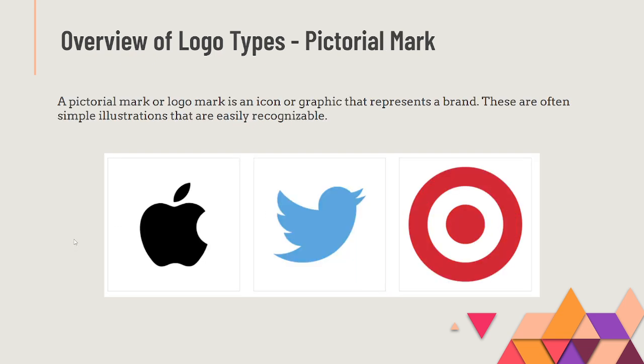A pictorial mark or logo mark is an icon or graphic that represents a brand. These are often simple illustrations that are easily recognizable. There are 3 here, and we all know what these are without any explanations. This stands for Mac, this is for Twitter, which is now X, and this is for Target. We can just see the representations and immediately know what brand they're for, and that's how you can use a pictorial mark. These are really great for something like the back of a MacBook computer.